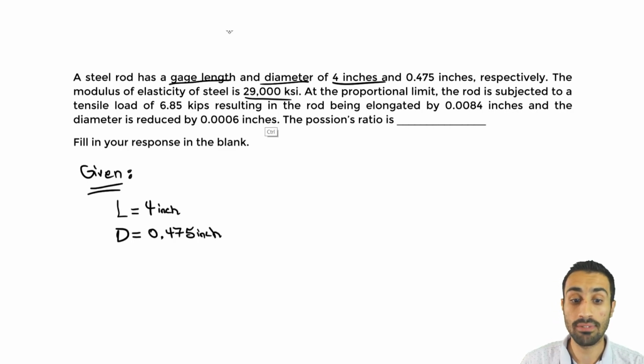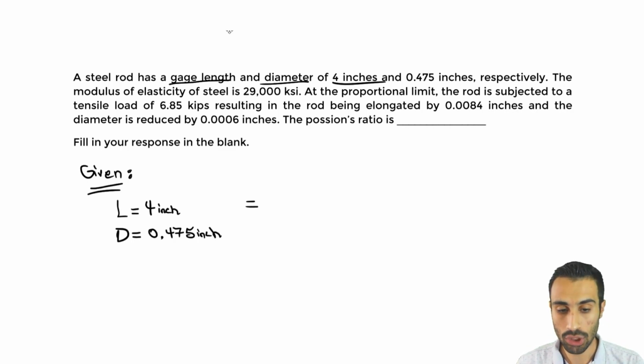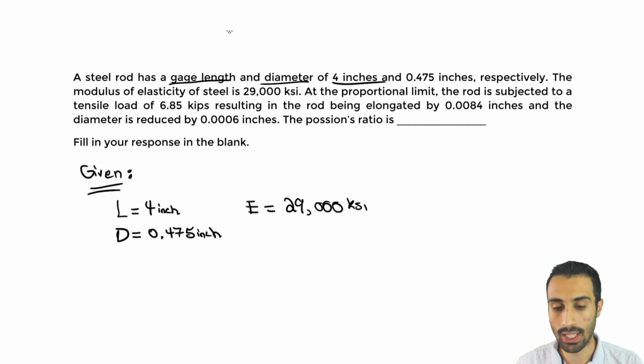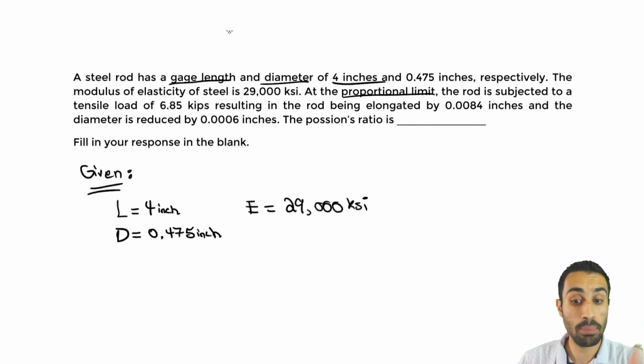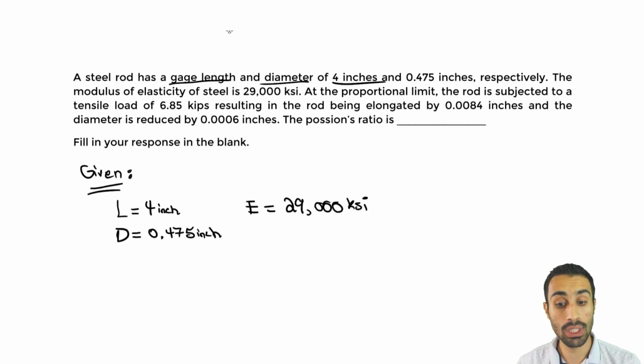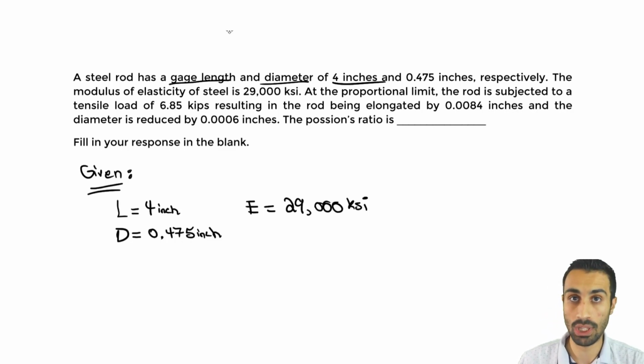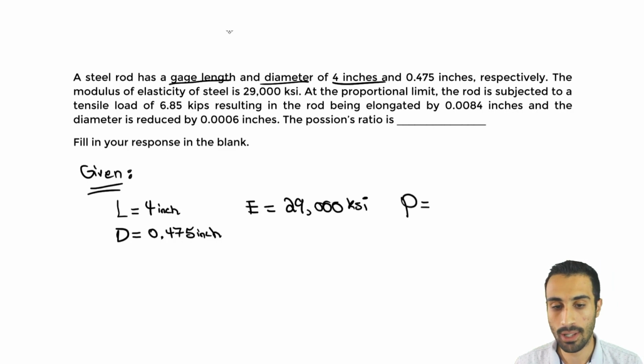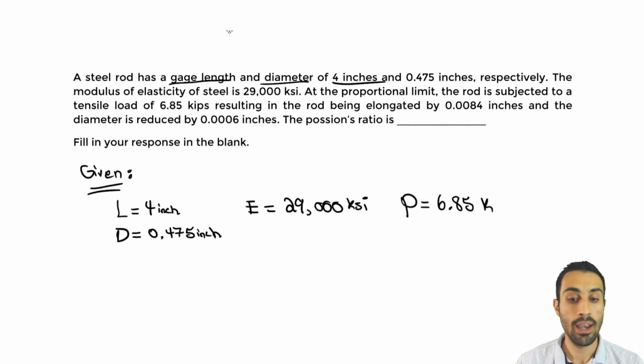Then we're told the modulus of elasticity is 29,000 KSI. So in this case, we have a modulus of elasticity, which is always our E value, is 29,000 KSI, kip per square inches. At the proportional limit, the rod is subjected to a tensile load of 6.85 kips. So we know the load in this case, let's call the load P, sticking with the FE handbook, that would be our P value is going to be 6.85 kips, K for kips, resulting in the rod being elongated by this amount and the diameter is reduced by this amount.